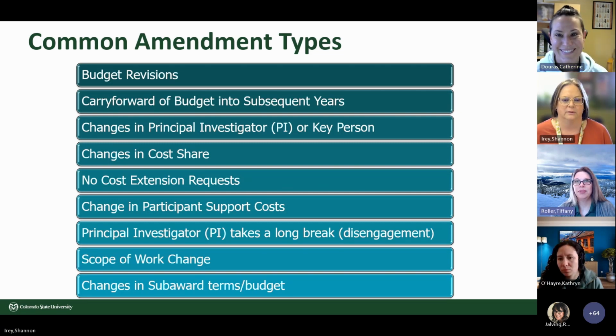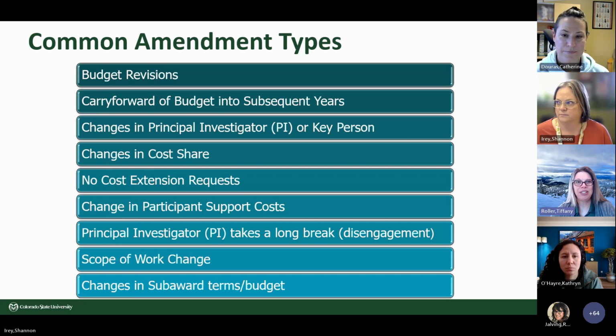Everybody pick a different stamp. Tell us which ones you have the most experience with. Okay, no cost extension being the most common, it stands to reason that you would have the most experience processing one of those with your partners in SP. Okay, we have some PI changes. We have one scope of work change out there.